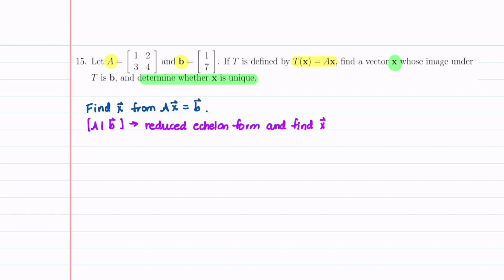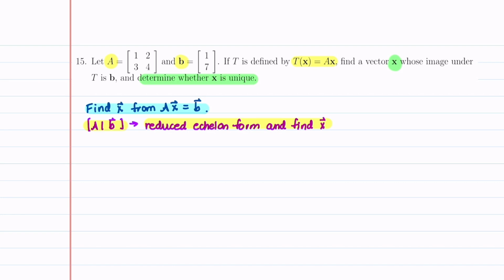Let's summarize what we need to do. We need to find X from A times X is equal to B. The way that we're going to do this is we're going to create an augmented matrix, A augmented with B, and then we're going to put it in reduced echelon form so that we can find vector X.